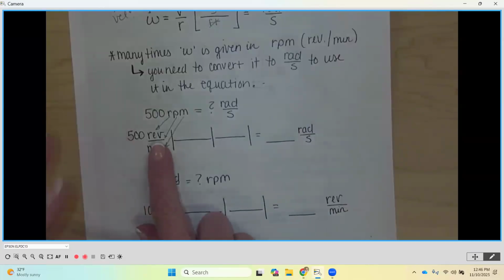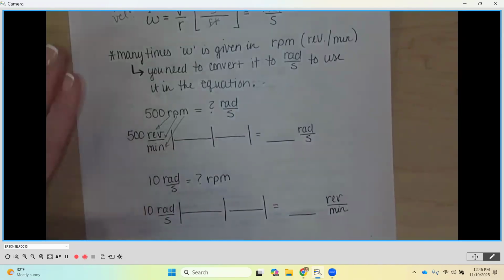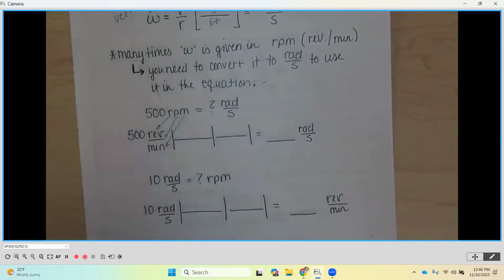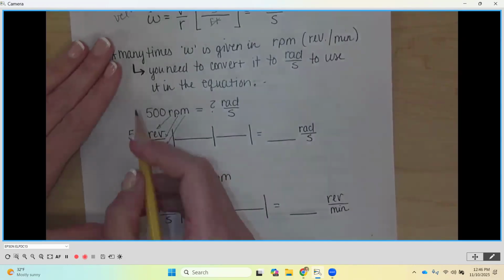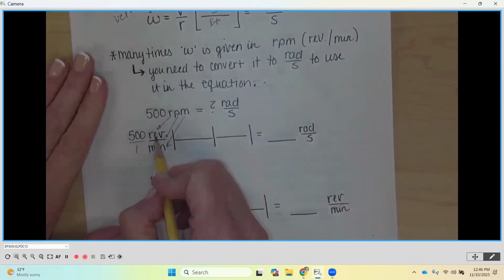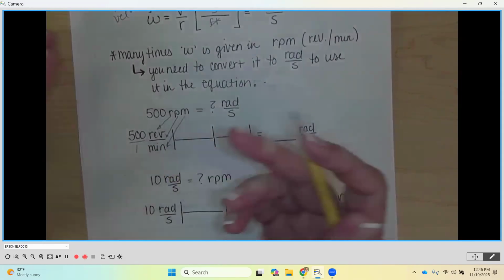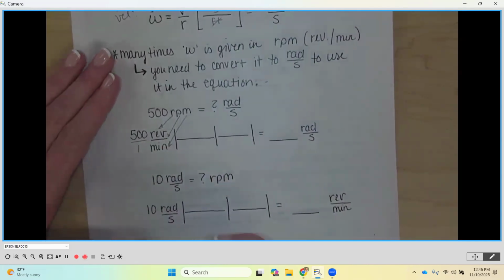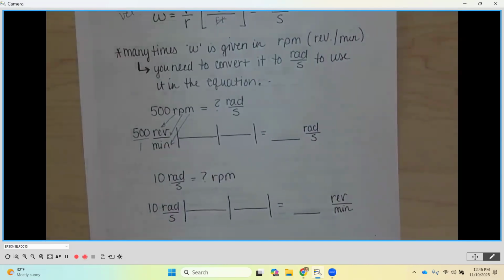So the first quantity I'm going to use here, I like to start on the top. So I'm going to have my 500 revolutions on top. Now, the other thing before we get into the up-down here, if I have a whole number, that means it's over 1. So 500 will be on top with the revolutions here, and then per minute underneath. And it's per 1 minute. So 500 revolutions. I'm going to get the revolutions in radians first. So do I know how many radians are in one revolution?